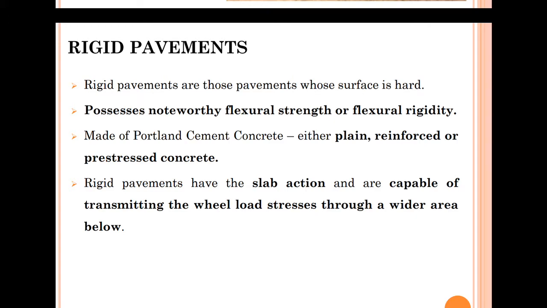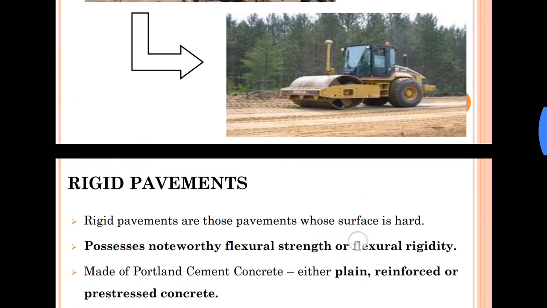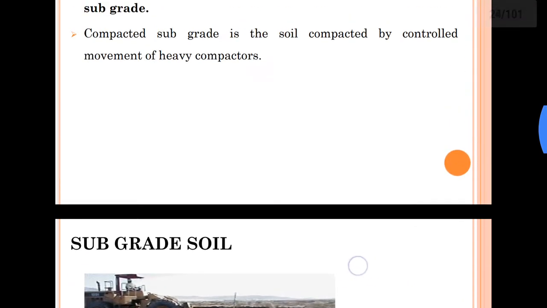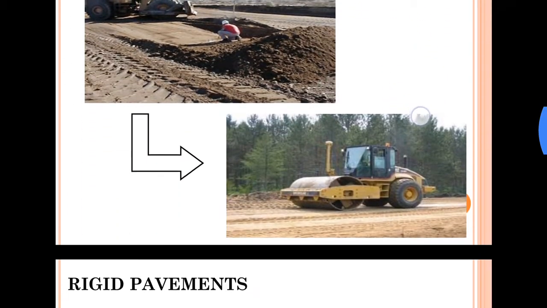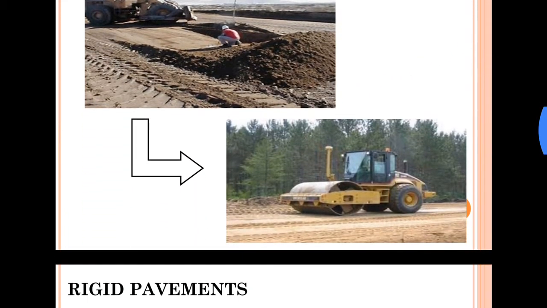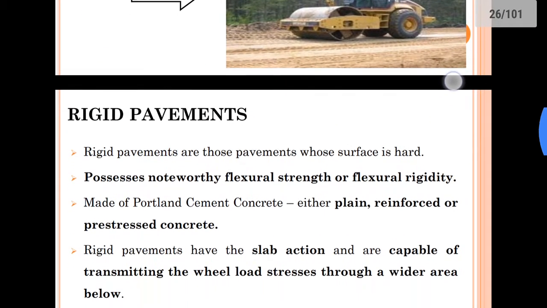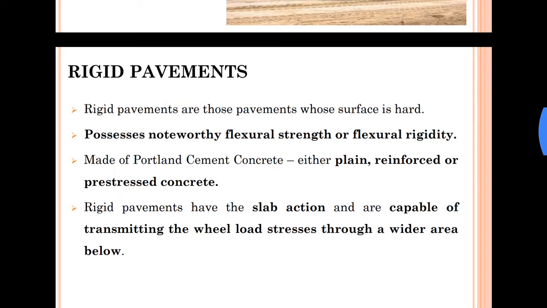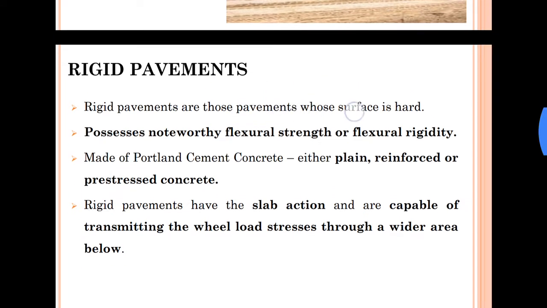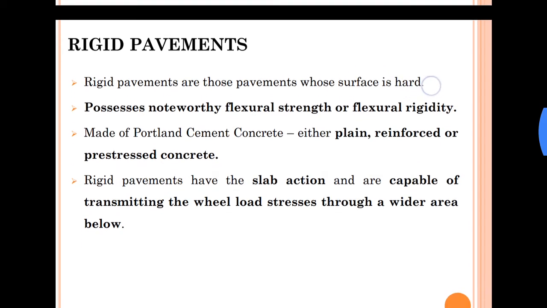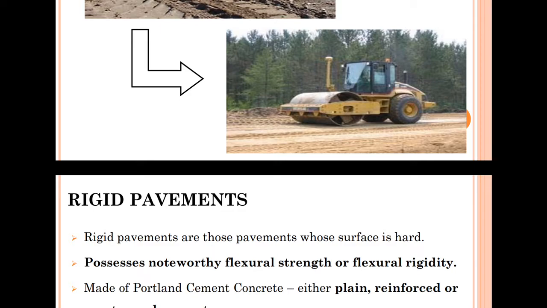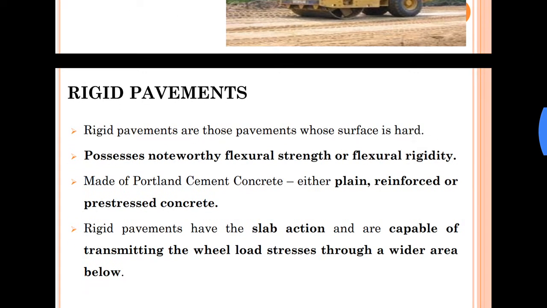We'll now move to the next topic, that is rigid pavements. In my previous class, we tried to understand the different layers that are present in a flexible pavement. Now we come to rigid pavements. Rigid pavements are those pavements whose surface is hard. Unlike the flexible pavement, where the surface is flexible and does not show any rigidity, here in the case of rigid pavements, the pavements will exhibit flexure.